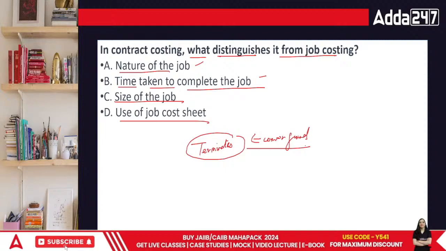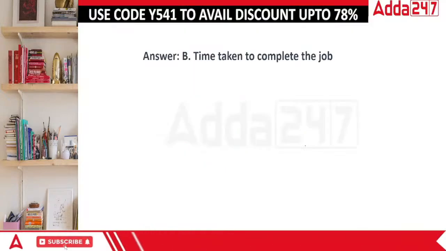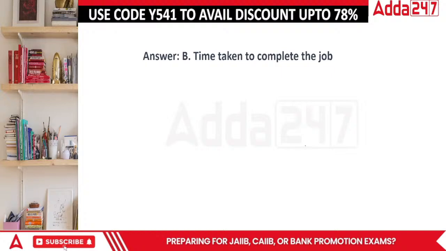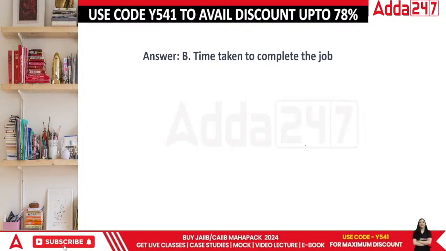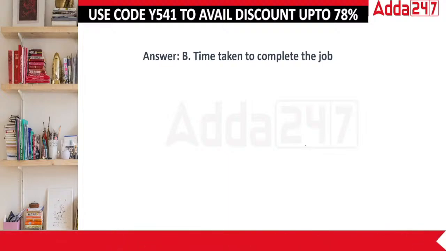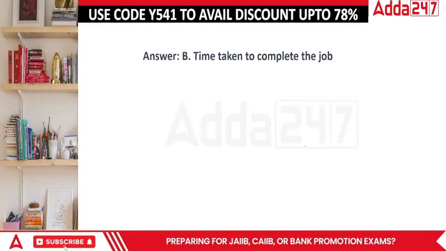So what's going to be the answer? The answer here is time taken to complete the job. That's one of the major points. Contract costing is long term, and job costing is short term.